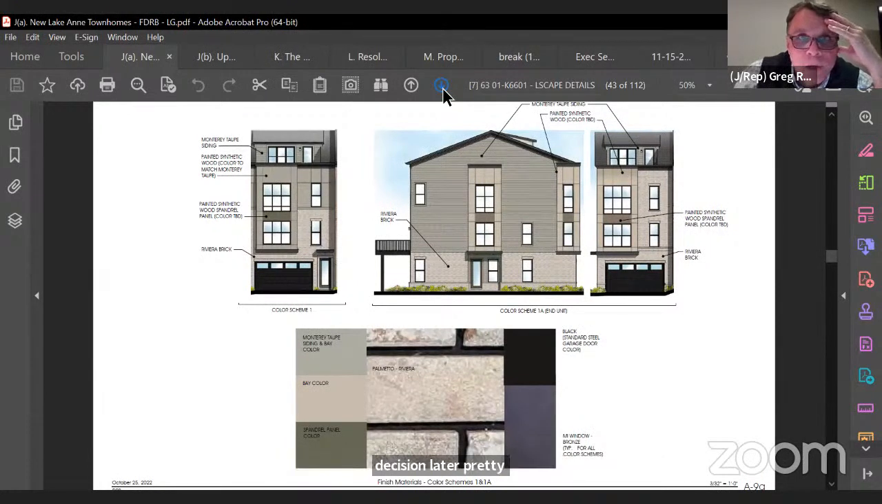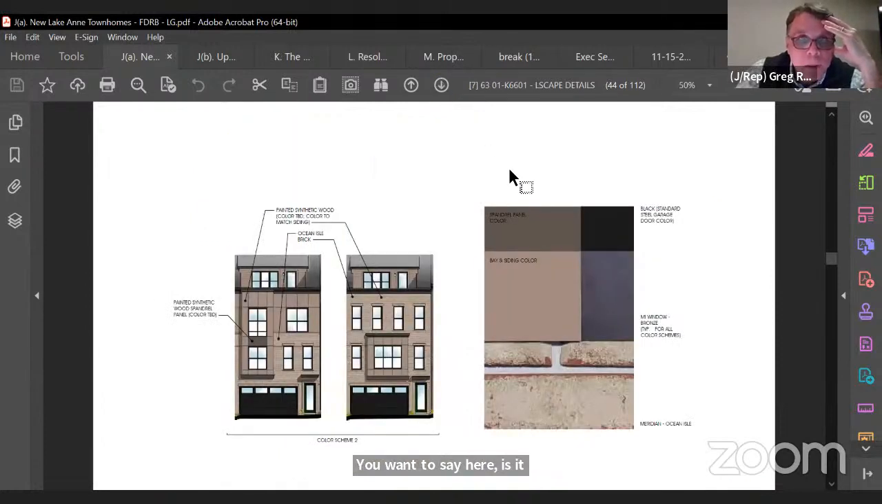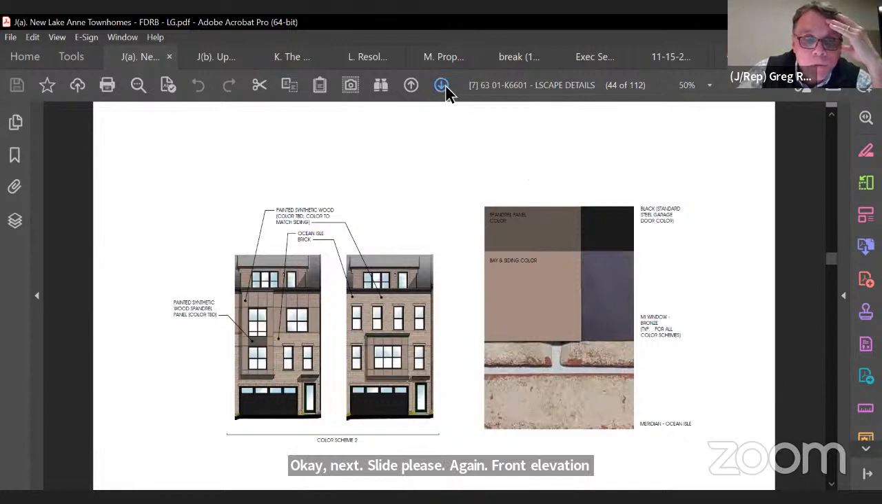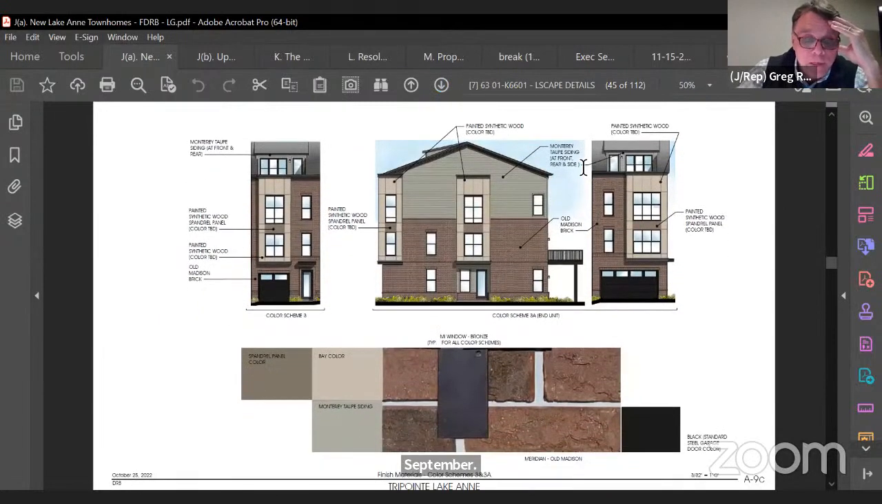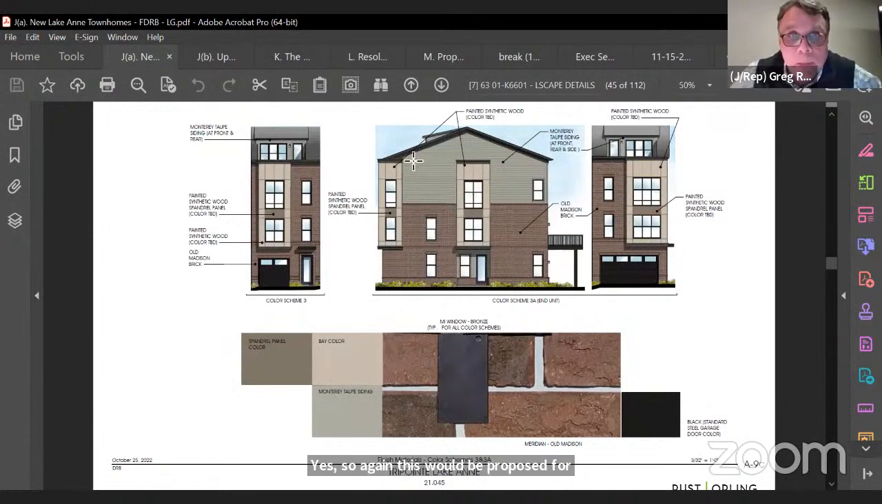Pretty self-explanatory. Scott, anything you want to say here? No, I mean, a lot of these have basically just been updated, the same information as before, updated with the latest elevations. Okay, next slide, please. Again, front elevation with proposed finished materials with design revised from September. Next slide, please. Again, side elevation. This one's the two-story brick version with the darker color palette. Yes, so again, this would be proposed for the high visibility lots.